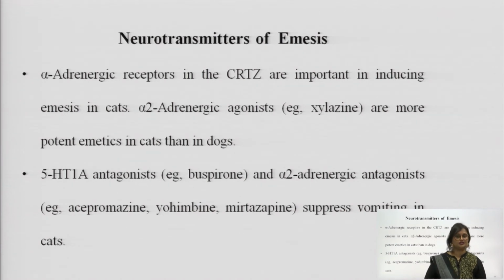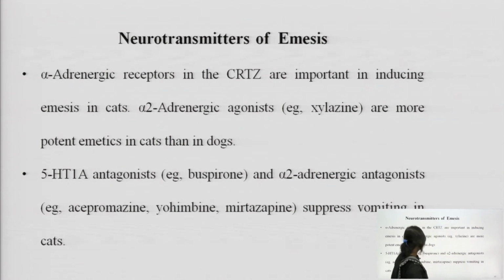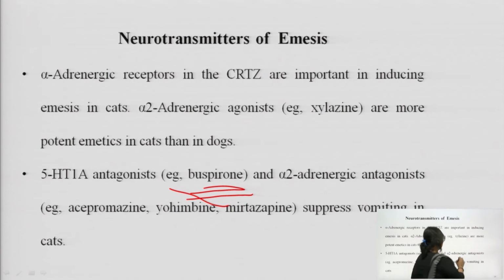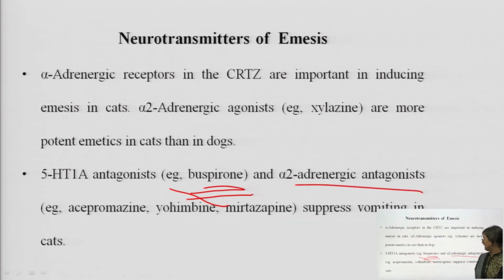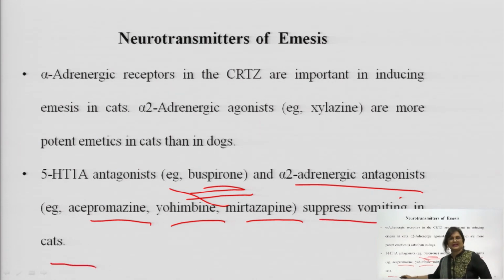5-HT1A antagonists can act as an anti-emetic agent. Example, buspirone. Similarly, alpha-2 adrenergic antagonists, example, acepromazine, yohimbine, mirtazapine, suppress vomiting in cats.